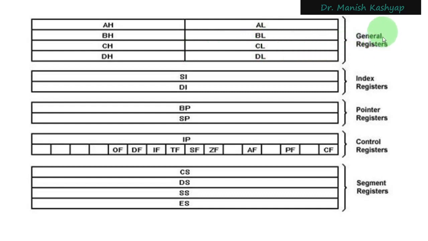General purpose means they can be used for any purpose. However, later on we will see that the CX register is usually used for counter operations. When we study loops in 8086, we will see that CX is usually used for counter operations, and every register has a specific purpose.